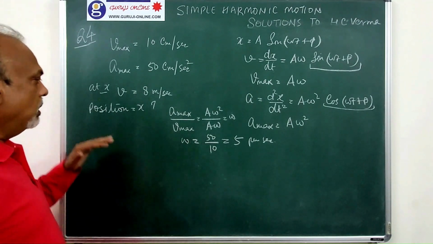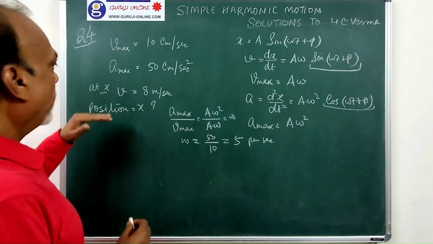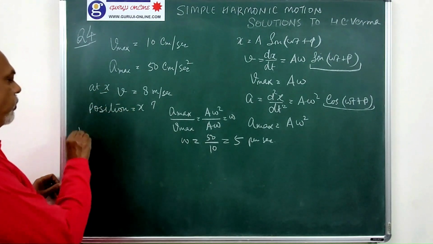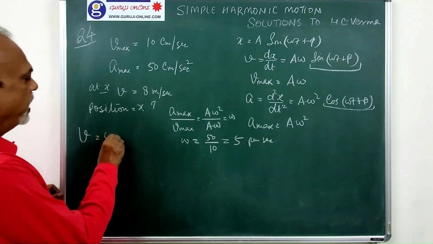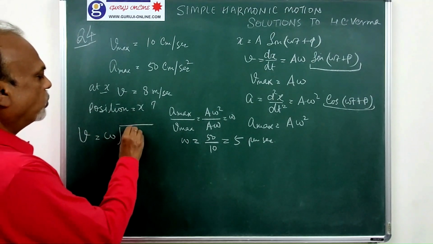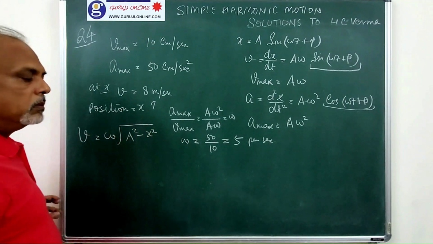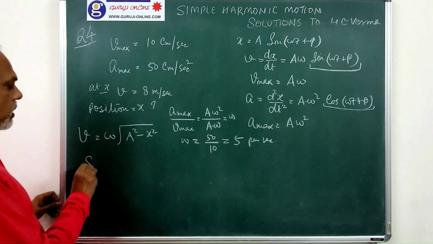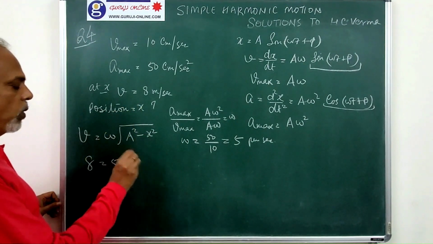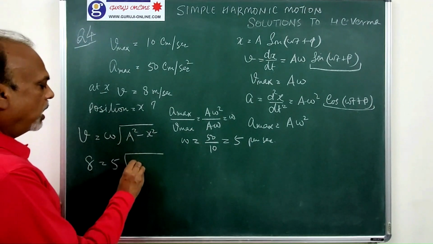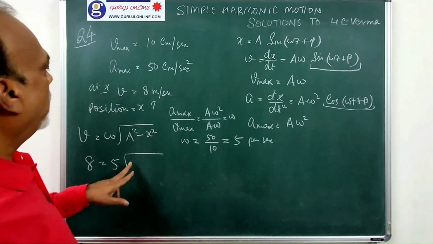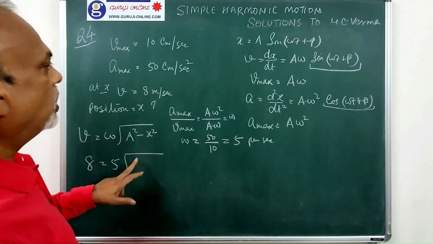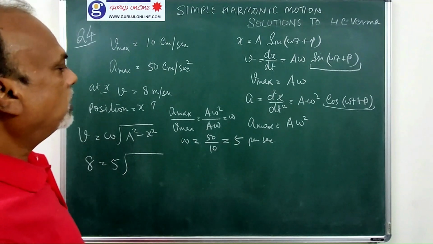What is the relationship between v and x? V is basically omega root of a square minus x square. Correct? V we are given as 8. Omega we have found out. A we know. Amplitude we don't know. So amplitude we can find out like this.